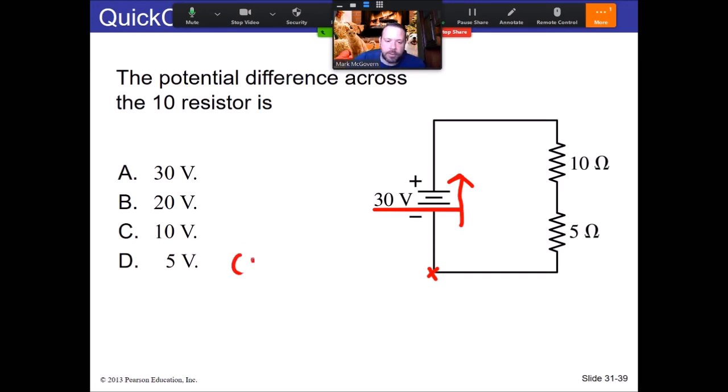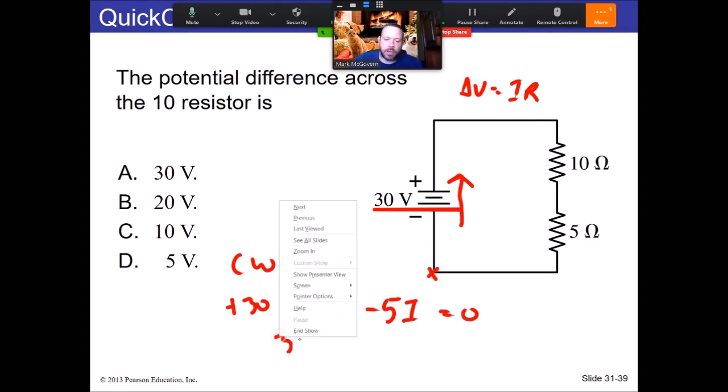So let's do our loop law. I'm going clockwise. Positive 30. I keep walking. I take a right turn. I take another right. I see my 10 ohm resistor, so that's 10 times I. I see my 5 ohm resistor, 5 times I. Remember, for the resistors, do an IR. That equals 0.